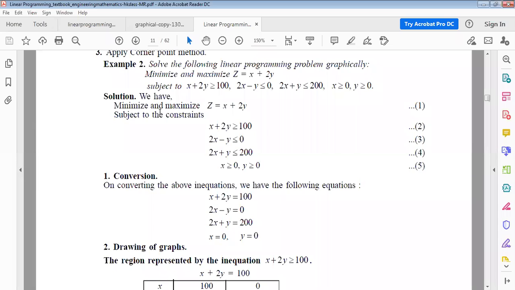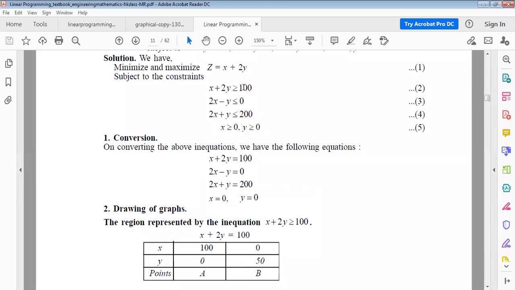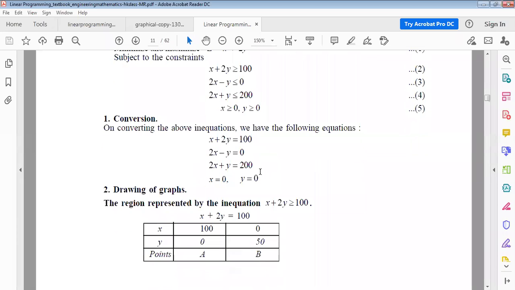Remember it. Now we have to minimize or maximize x plus twice y subject to the constraints. There are some greater than or equal to, one greater than or equal to, and another less than or equal to. Now converting the above inequalities, we have the equality equations: x plus twice y equals 100, twice x minus y equals 0, twice x plus y equals 200. The non-negativity restriction can also be written as an equation.